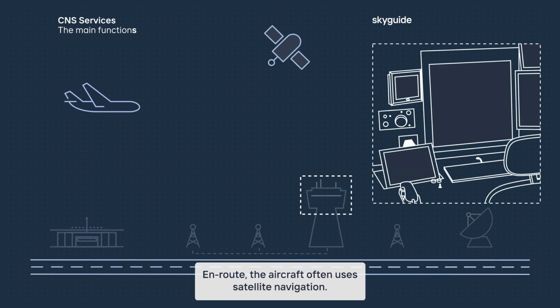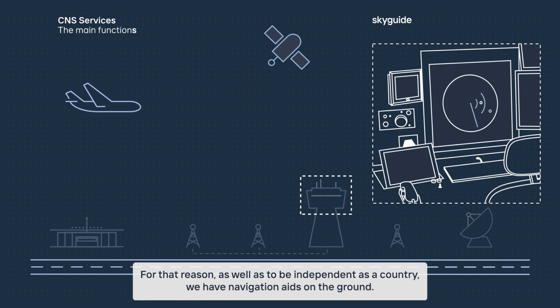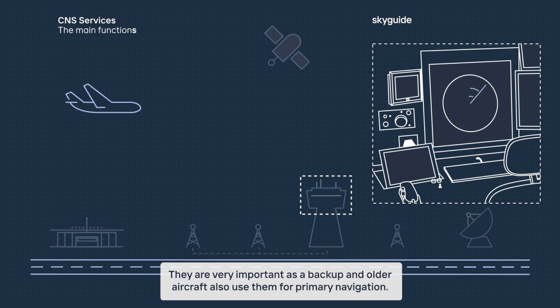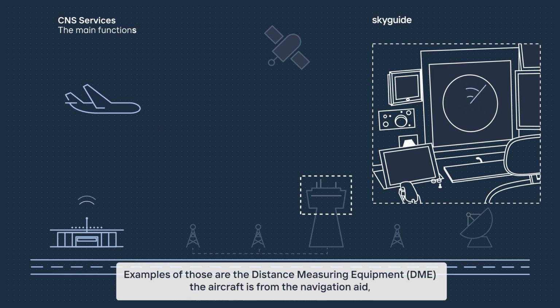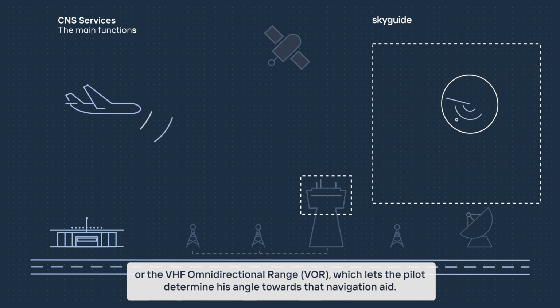En route, the aircraft often uses satellite navigation, but it can also fail, for example, due to solar wind disturbance in the ionosphere or other electromagnetic interference. For that reason, as well as to be independent as a country, we have navigation aids on the ground. They are very important as a backup, and older aircraft also use them for primary navigation. Examples of those are the distance measuring equipment, DME, to see how far the aircraft is from the navigation aid, or the VHF omnidirectional range, VOR, which lets the pilot determine his angle towards that navigation aid.